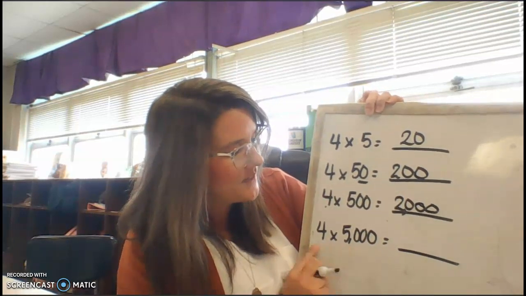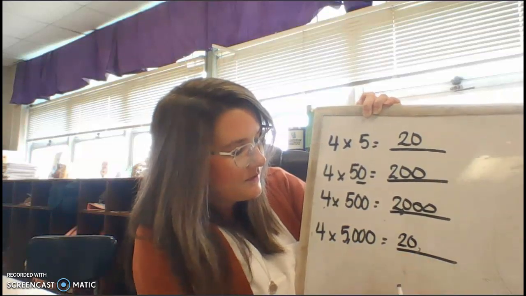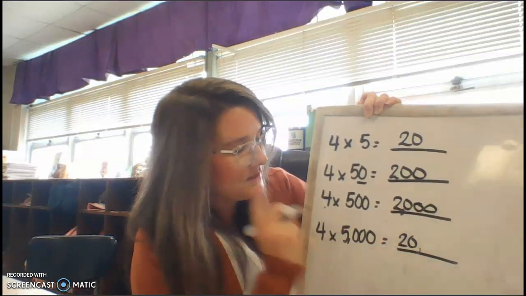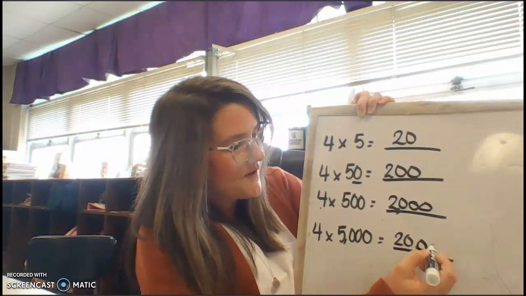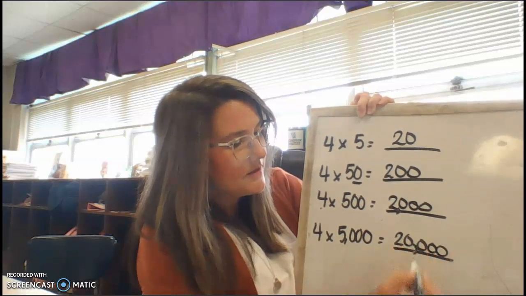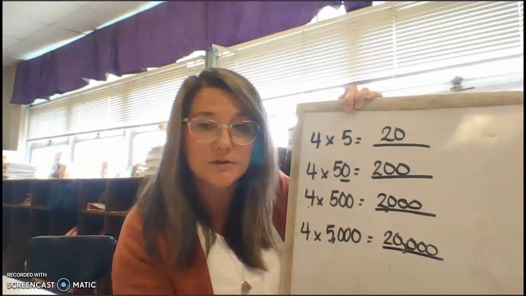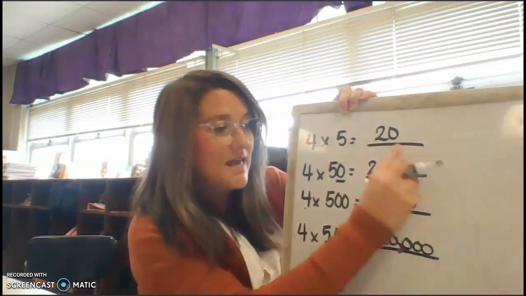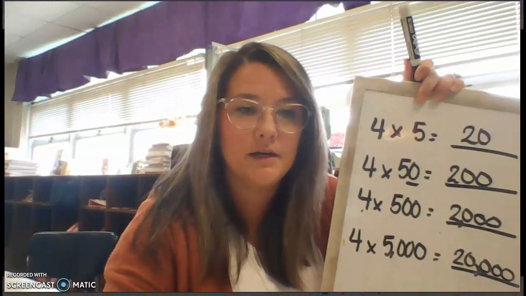Same thing here. 4 times 5 is 20. And I can still think, well, 4 times 50 is 200. 4 times 500 is 2,000. 4 times 5,000 is 20,000. Make sure you know what the numbers are and what they represent and the values. All right, let's keep going here.